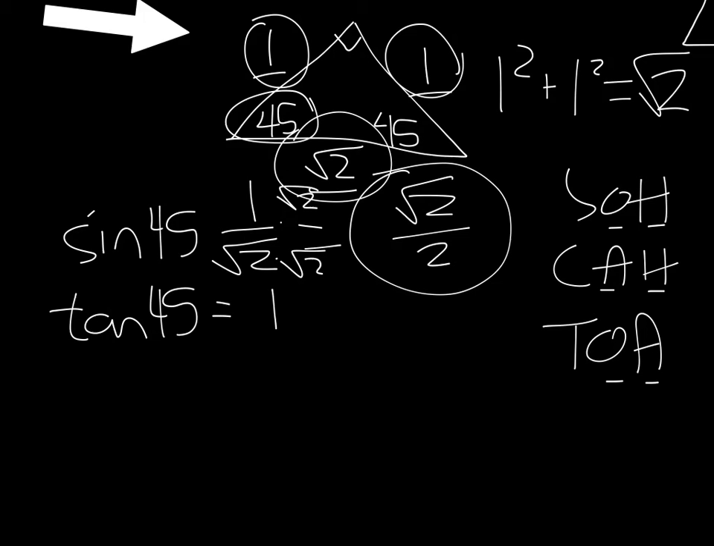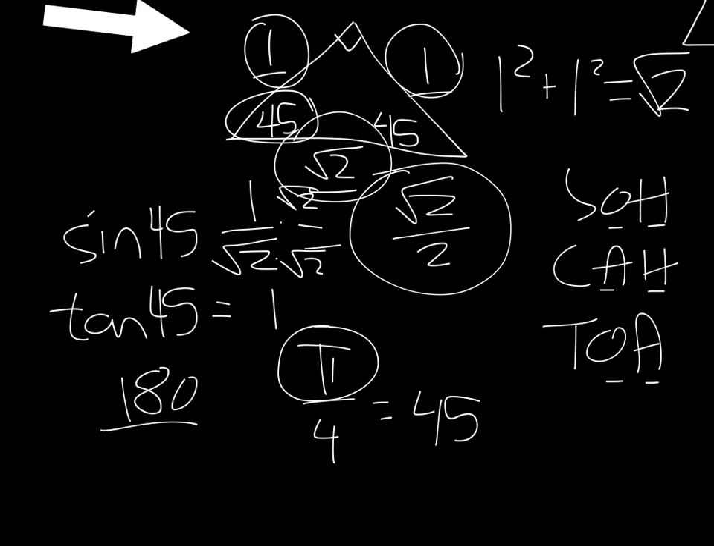Now don't forget, we'd also need to change if we had radians. So remember, pi over 4 is the same thing as 45 degrees. To convert radians to degrees, we change the pi to 180. So that's 180 over 4, which is that same 45.